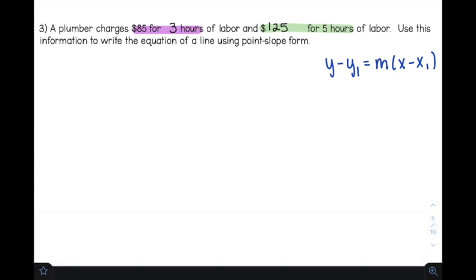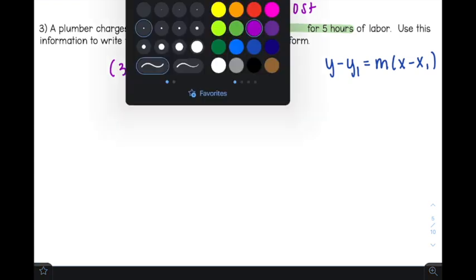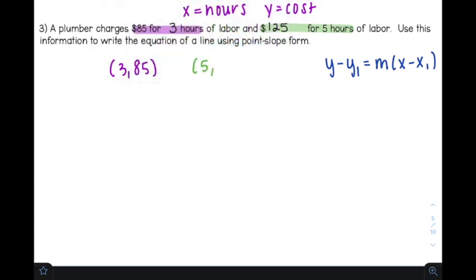Okay, so this one was a little bit tricky in the fact that you had to use your points with the situation that they were giving you. If you think about what your independent variable is going to be, here it's going to be hours, and y is going to be cost. So always want to identify your variables. So your point will be (3, 85) because for 3 hours, the plumber charges $85. For 5 hours, the plumber charges $125. So these are the 2 points that you're going to be using.